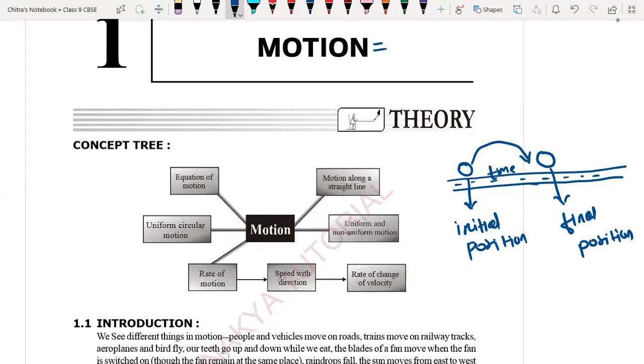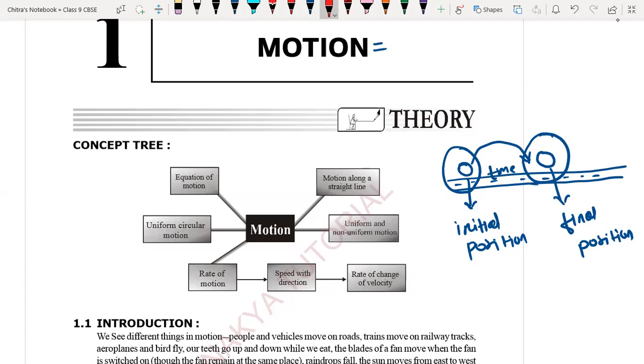So if any object changes its position with respect to time and surrounding, it is called motion. Understood, everyone? What is motion? If the position of an object changes with respect to time and surrounding, it is called motion.